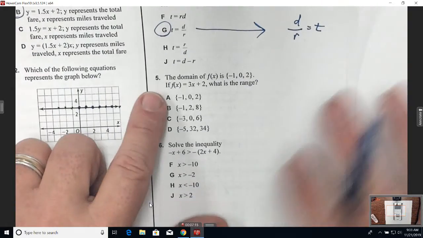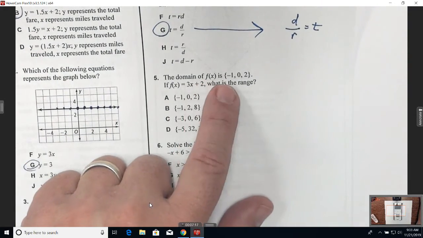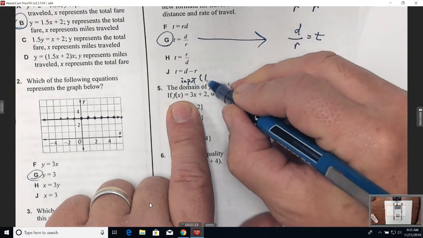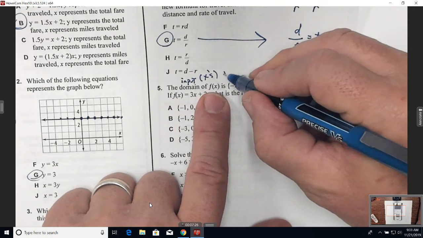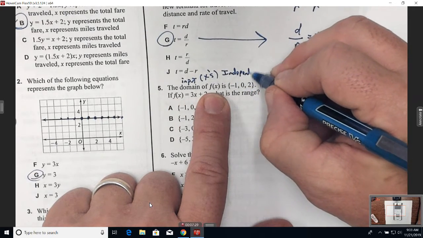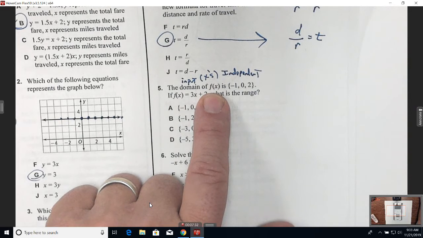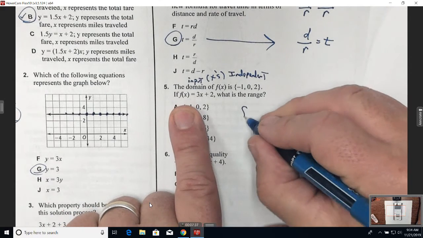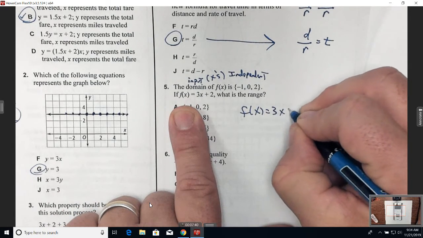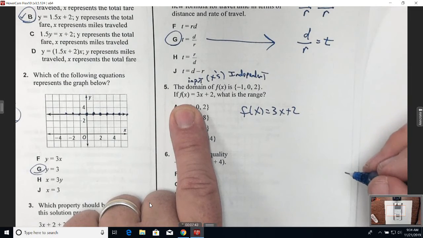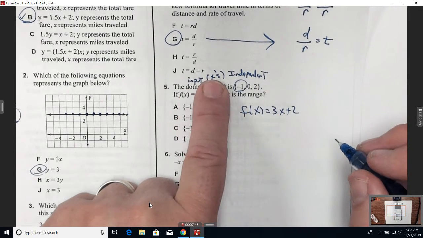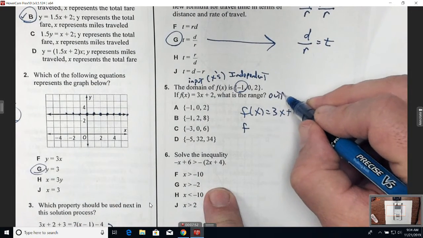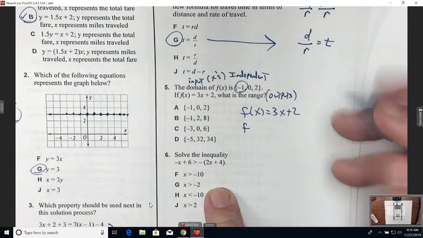Follow? Alright, so let's look at problem 5. The domain of f of x. What is the domain? Another word for domain is the input values. The x's, right? Another word for that is the independent values. So the domain of this function is -1, 0, 2. And my function rule is that f of x is equal to 3x plus 2. How do I find the range? Well, I input the x's into the function to find the output. Range is just what my outputs are if I entered those input values.